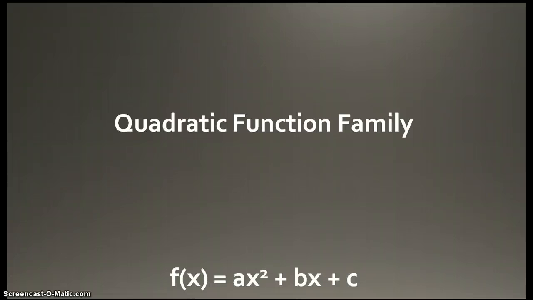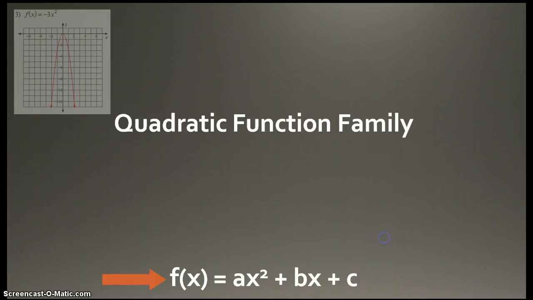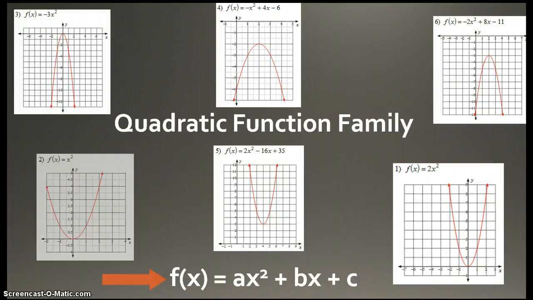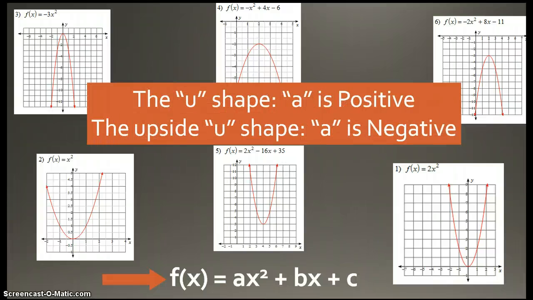Alright, quadratic function family, which again we've been looking at a lot, is ax squared plus bx plus c. Quadratic equations have the U, or the upside down U shape. Just like with linear and exponential, we can have positive and negative quadratic equations. So if you have the U shape and a is positive, then it's a positive graph. So all these ones on the bottom you can see are all the U shapes, and they're all positive graphs. The 2 is positive, the 2 is positive, and the 1 in front of the x squared is positive. So there's no negatives in front of the x squared, which is our a value.